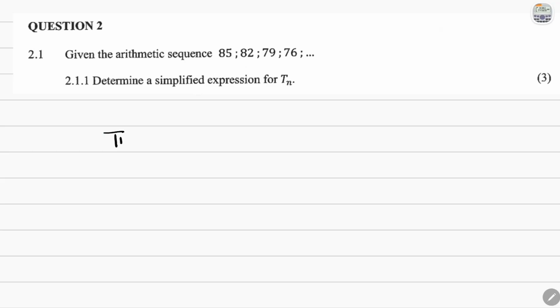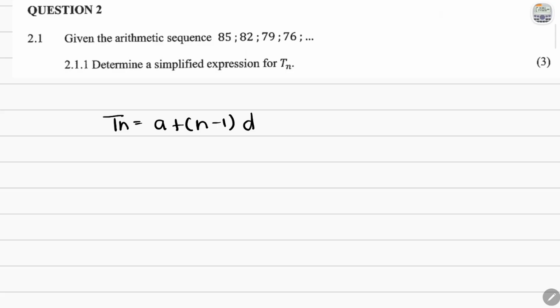Okay, so Tn in an arithmetic sequence is equal to a plus (n minus 1) multiplied by d. And so the value of a is 85, as we can see. Tn equals 85 plus (n minus 1), and the difference is negative 3, because if you said 82 minus 85, that's negative 3. 79 minus 82 is negative 3. So that's negative 3.